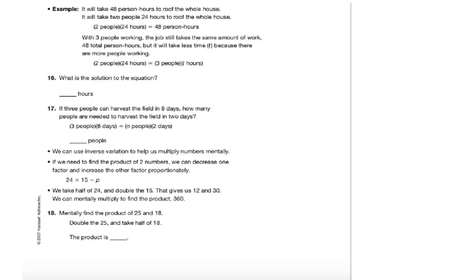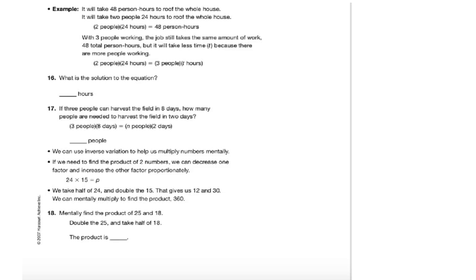Okay, so let's look at another example of an inverse variation. It will take 48 person hours, so 48 hours of a person working to roof the whole house. So if we had 2 people, it would take 24 hours to roof the house, because 2 people times 24 hours equals 48 person hours. So if we had 3 people working, the job still takes the same amount of work, 48 total person hours, but it will take less time because there are more people working. 2 people times 24 hours would equal 3 people times how many hours?